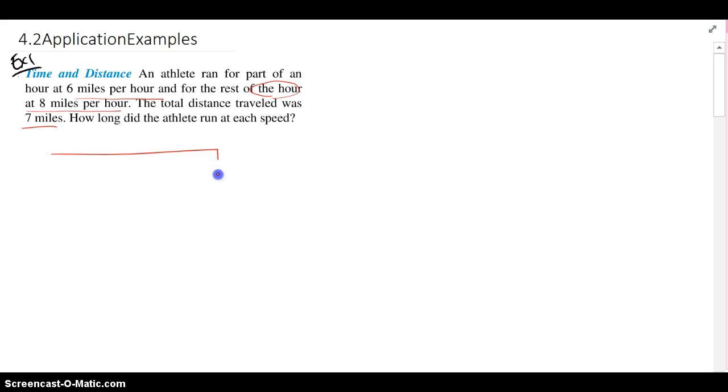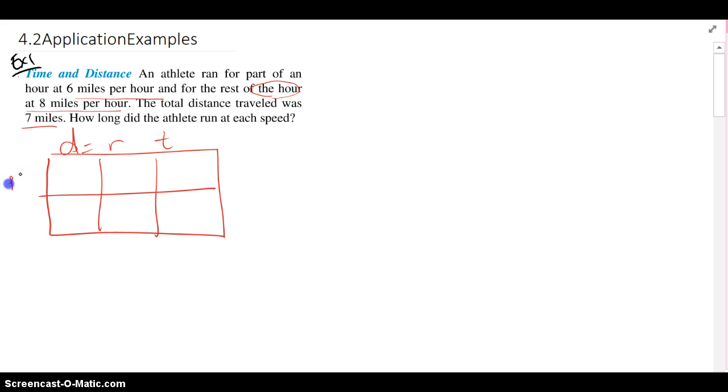So this is the D equals RT formula. So I'll call it part 1 and maybe part 2 of his trip. He ran at 6 miles per hour, and then for the rest of the hour he ran at 8 miles per hour. Those are the clear pieces of info, the two speeds, 6 miles per hour, 8 miles per hour. The total distance traveled was 7 miles. How long did the athlete run at each speed?